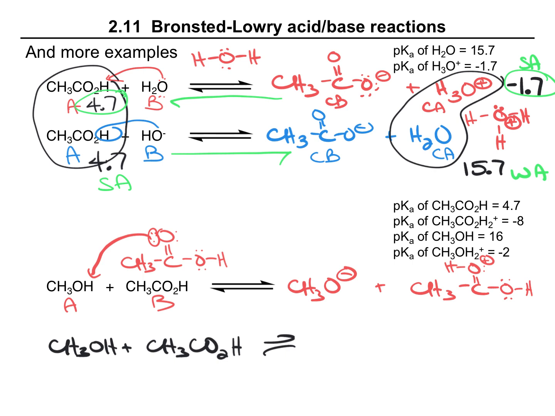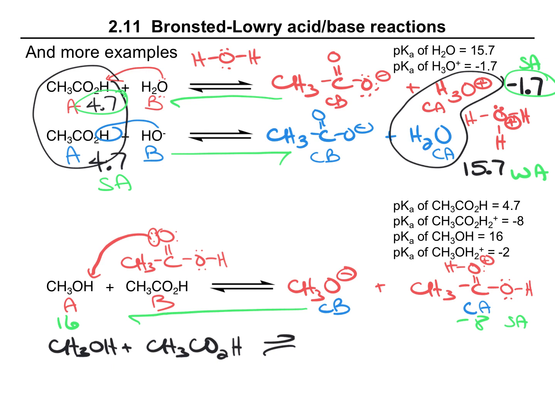Let's finish classifying our species. Because methanol was the acid, that means methoxide would be the conjugate base, and then because acetic acid was the base, that means the protonated acetic acid would be the conjugate acid. Looking at pKa values, methanol has a pKa of 16, and the protonated acetic acid has a pKa of -8. This is definitely the stronger acid, and so this equilibrium lies very far to the left.